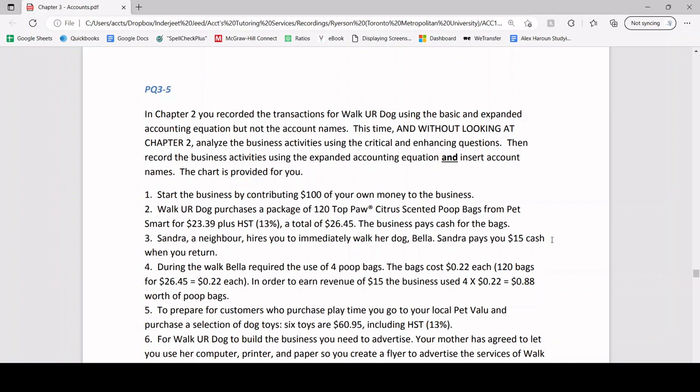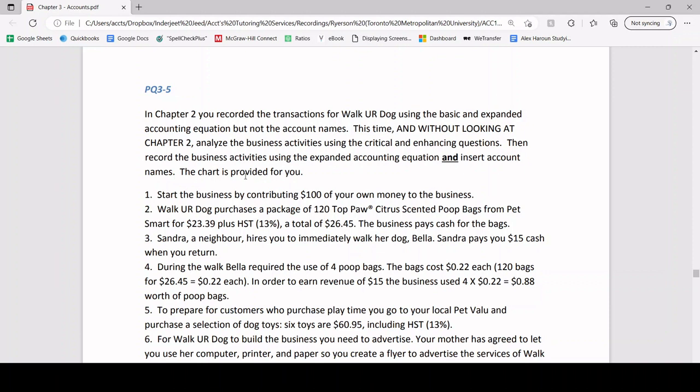All right, next we're going to do PQ3-5. So in chapter 2, you recorded the transactions for walk your dog using the basic and expanded accounting equation, but not the account names. So in chapter 2, I skipped this question on purpose just because I wanted to do it in chapter 3 using the account names. So in this specific chapter for the specific question, we're going to record the business activities using the expanded accounting equation and insert account names.